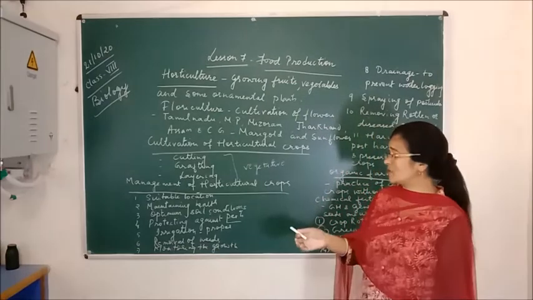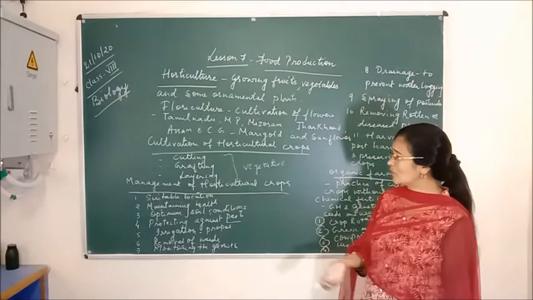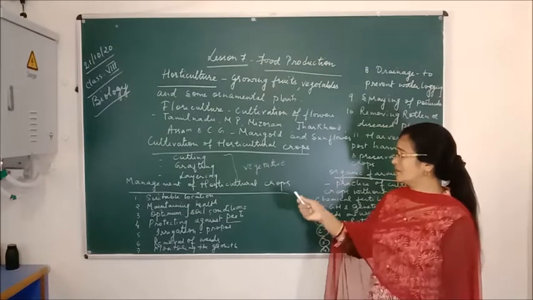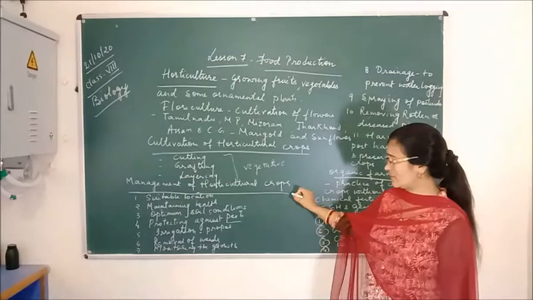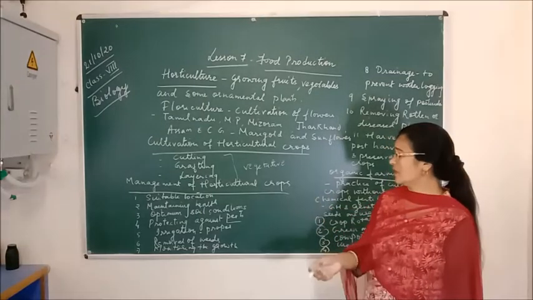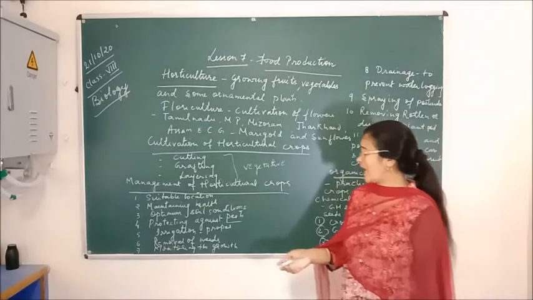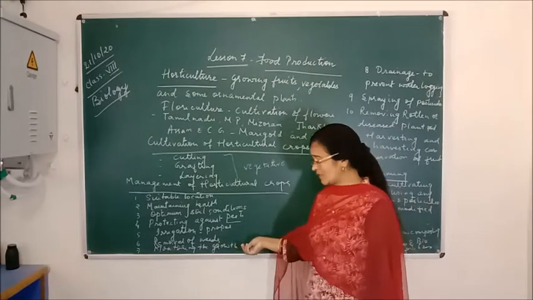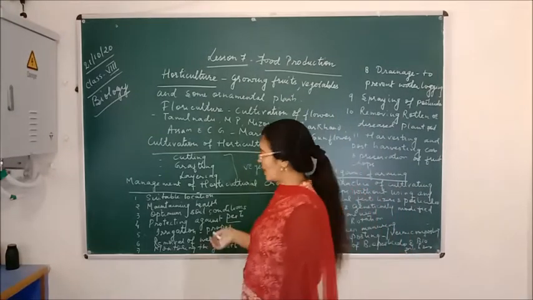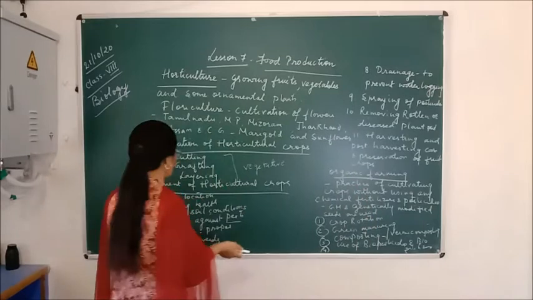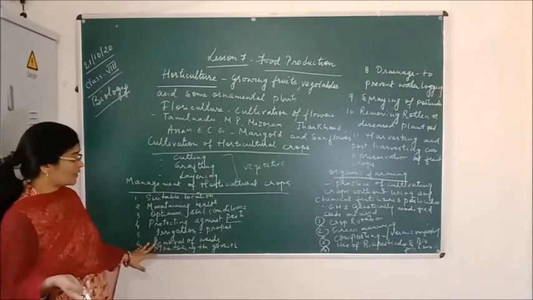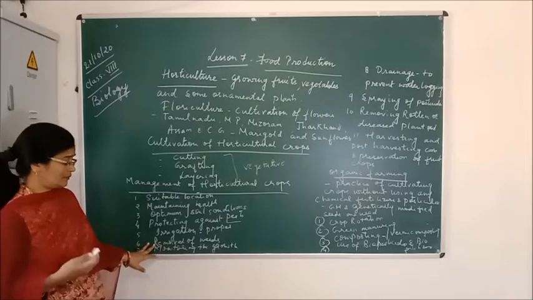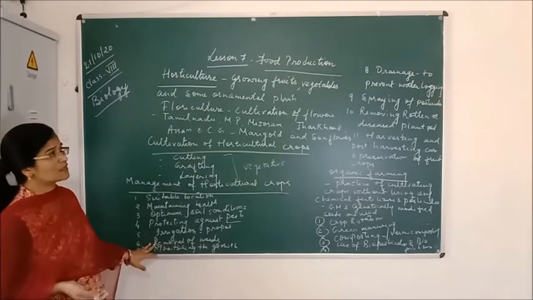So unwanted plants should also be removed from time to time while managing these horticultural crops or during the cultivation of these horticultural crops. As well as monitoring the growth, means in between we have to also see whether these plants are growing properly, they are maturing properly or not. So from time to time we have to watch these plants, horticultural plants.